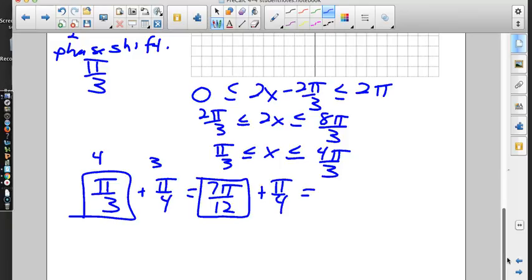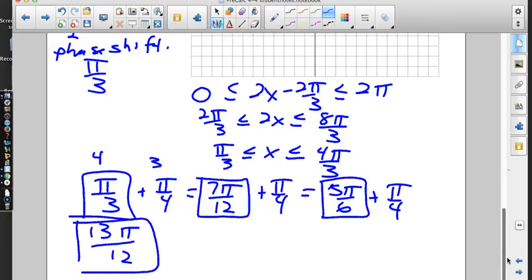Plus pi over 4. Don't reduce it. Tell me what you get. 10 pi over 12. Now reduce it in your head. 5 pi over 6. Plus pi over 4. Now there's a reason I said don't reduce it in your head. It's going to be easier to go back now and think of it as 10 pi over 12. 10 pi over 12. Add that pi over 4. What do you get? 13 pi over 12.